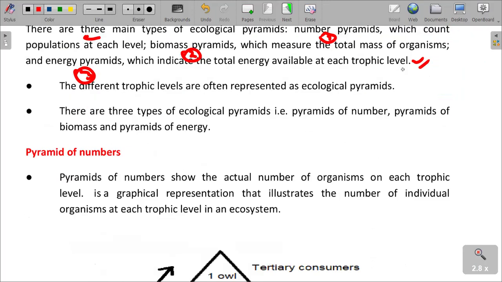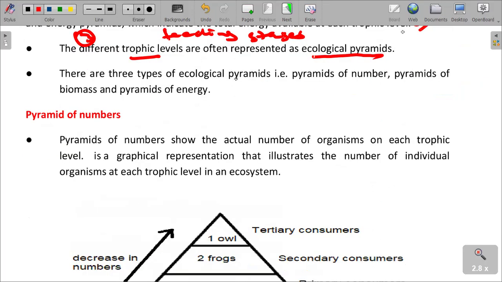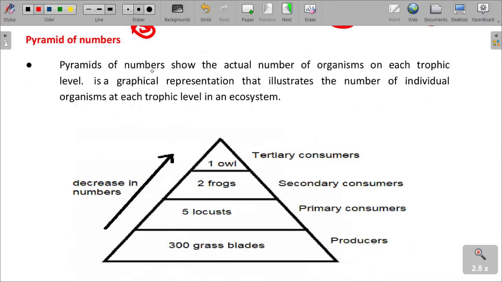The different trophic levels, or different feeding stages, are represented by ecological pyramids. So there are three types of ecological pyramids, which we have already identified: one, two, and three. Understand? So let's quickly talk about the pyramid of numbers.